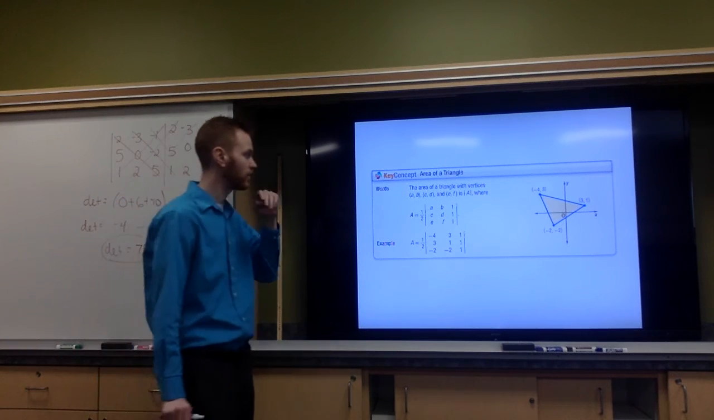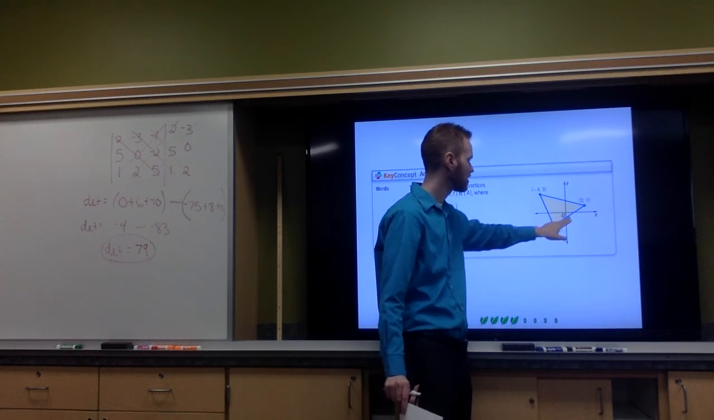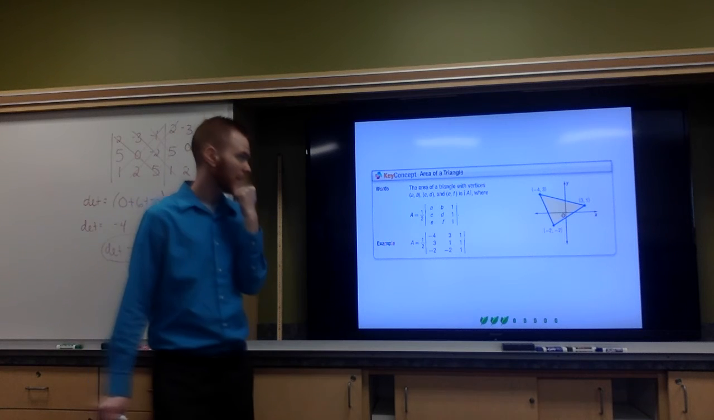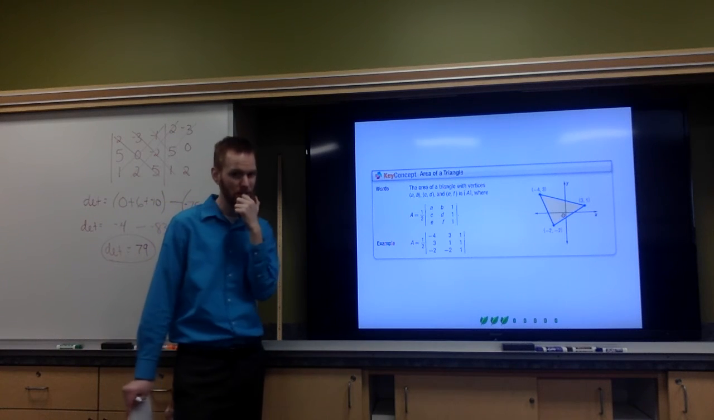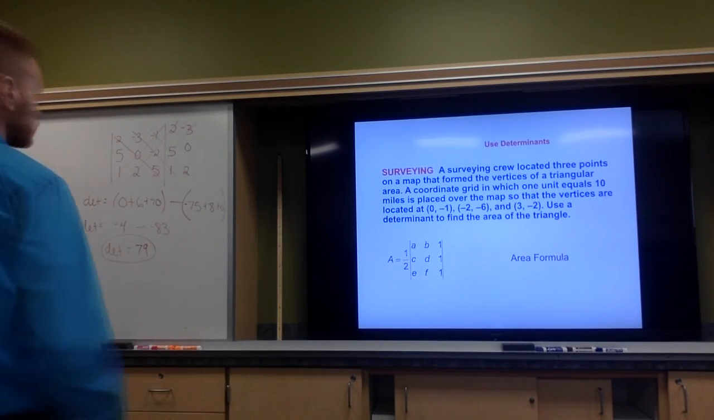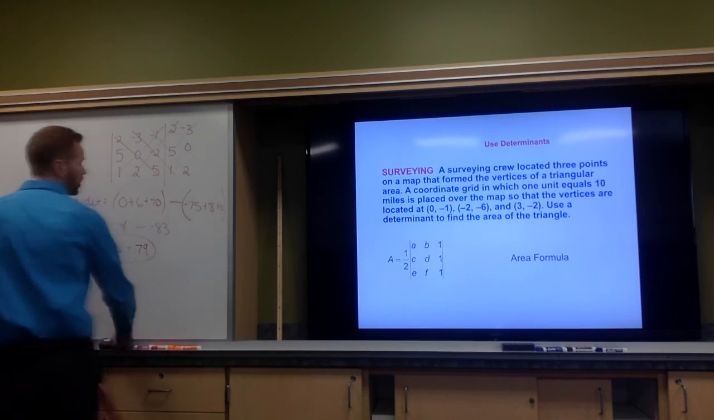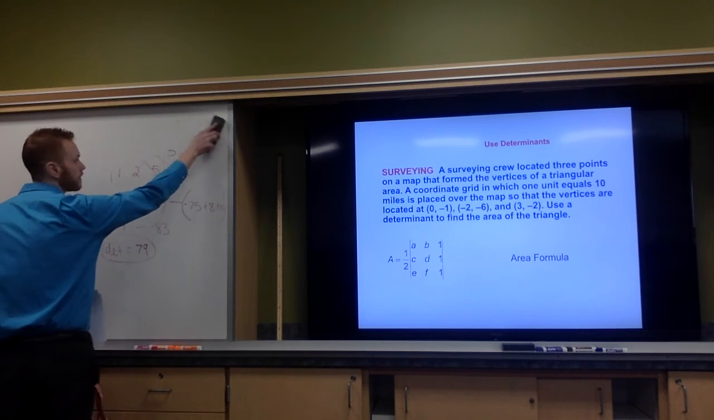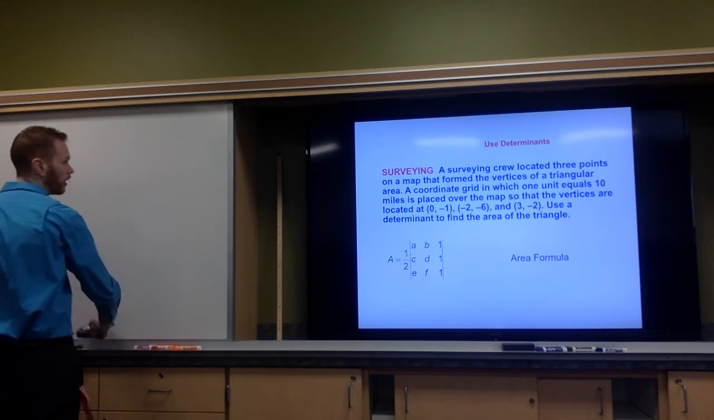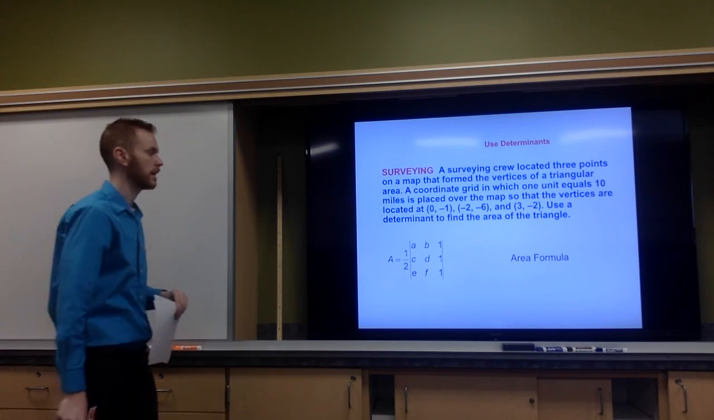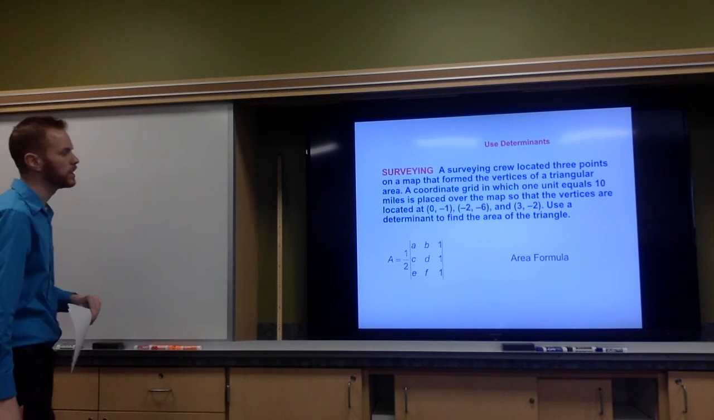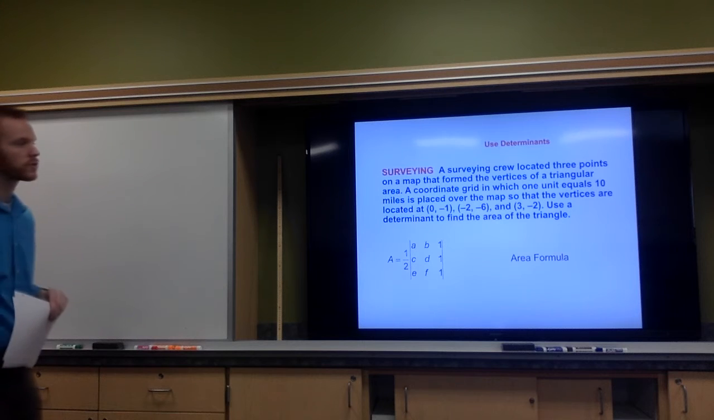It's a little bit easier than what? Find the distance between these guys, especially if you don't have 2 of the lines being perpendicular. That could be a little bit more work. This could be less. Okay, so let's go ahead and do an example together. So let's say a surveying crew locates 3 points on a map that formed the vertices of a triangular area. Okay, a coordinate grid in which 1 unit equals 10 miles is placed over a map. So the vertices are located at the following points. Use a determinant to find the area of this triangle.